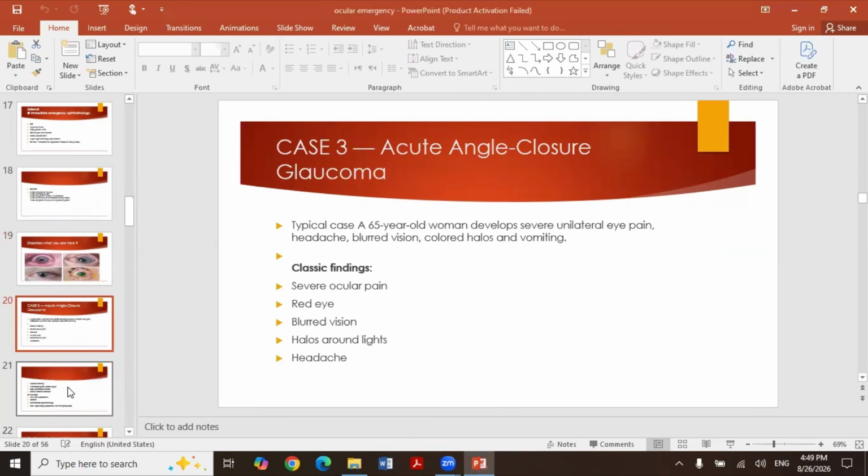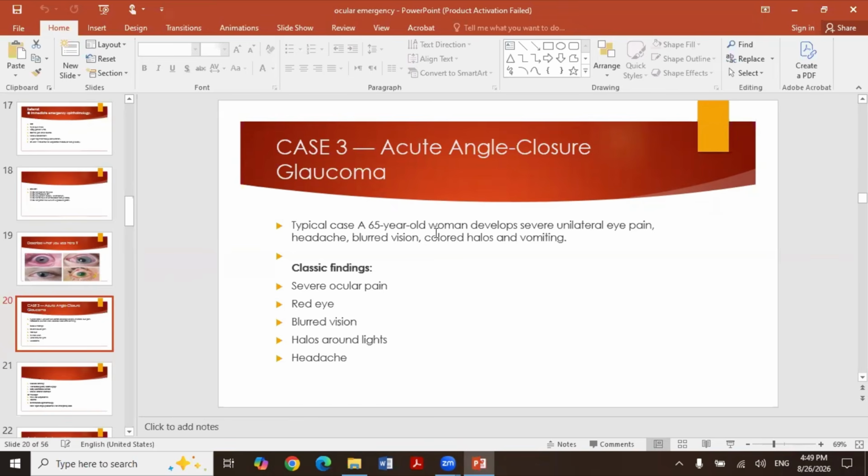Okay, let us talk about case number 3, acute angle closure glaucoma. Here in the hospital, I saw about 3 cases in the emergency room of acute angle closure glaucoma within the last 2.5 years. So it's not common, it's very rare. Mostly the doctor calls me, I come quickly, then I find it's open angle, it's not an emergency, and it's not angle closure. So let us differentiate between both of them.